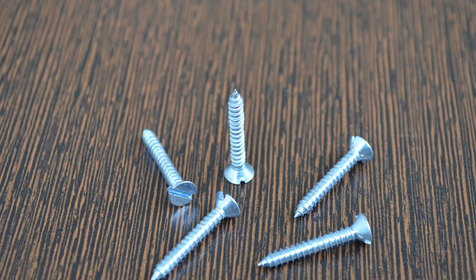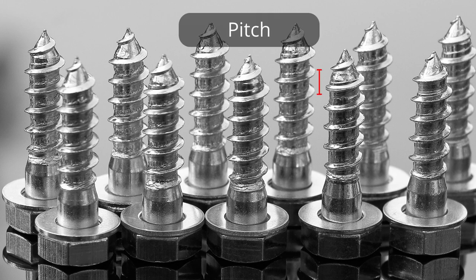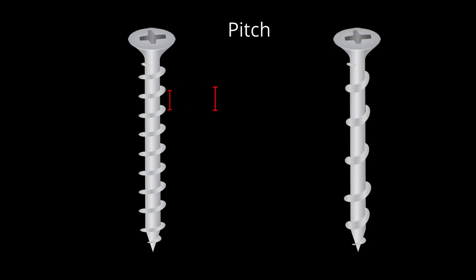Some screws have more space between threads than others. The distance between two threads is called pitch. This screw has a small pitch. This screw has a large pitch.